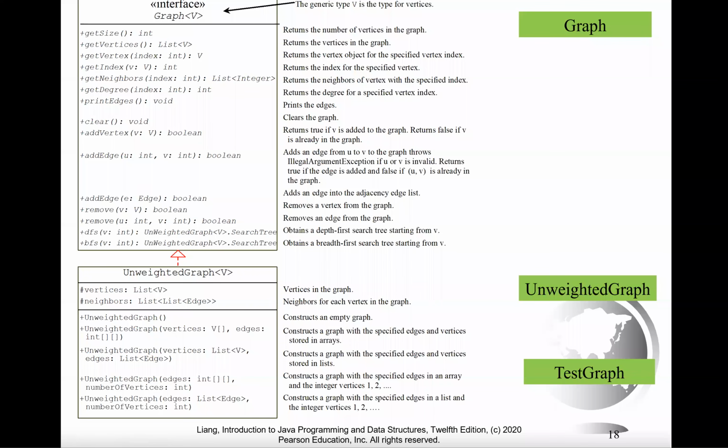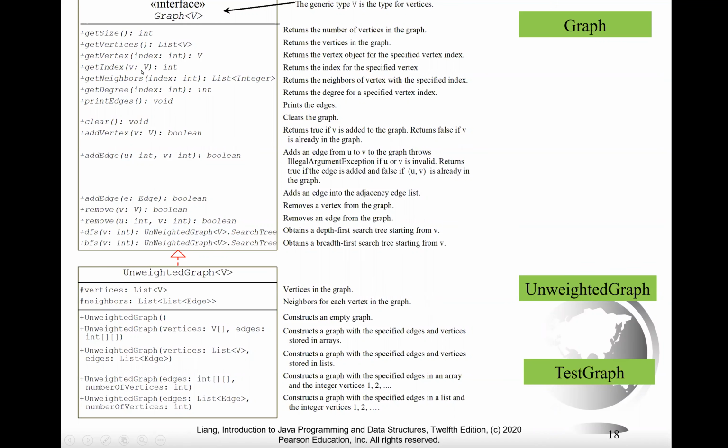Hello, in this video, we will design the graph class to model graphs. We're going to define this interface Graph for all the common operations in the graph. getSize returns the number of vertices in the graph. getVertices returns all the vertices in a list. And getVertex, using an index, returns the vertex at the specified index.